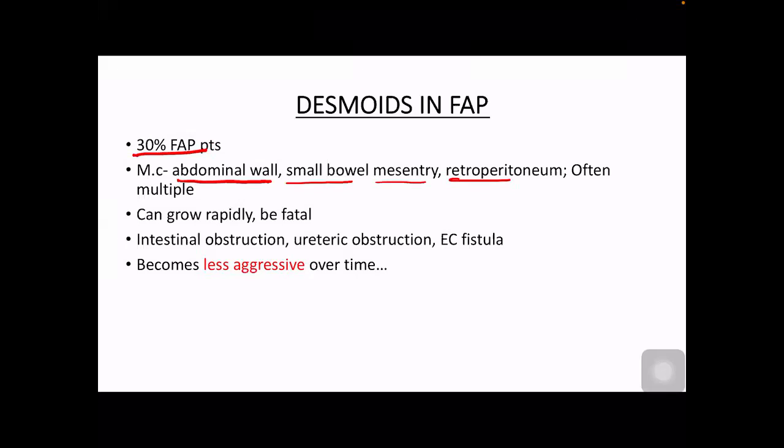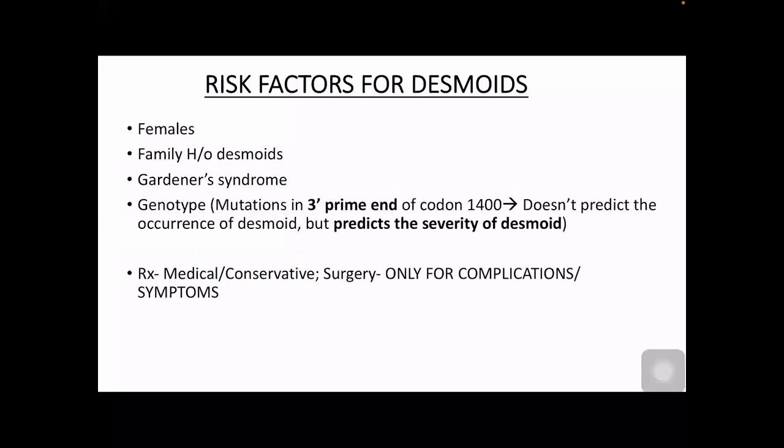So it can grow rapidly. It can sometimes be fatal because it can cause intestinal obstruction, ureteric obstruction. It can cause enterocutaneous fistula. So what are the risk factors for desmoid? It happens in females, patients who have a family history of desmoids, patients who have Gardner syndrome, and the genotype also matters. Mutation at the 3' end of codon 1500 has high risk for desmoid.